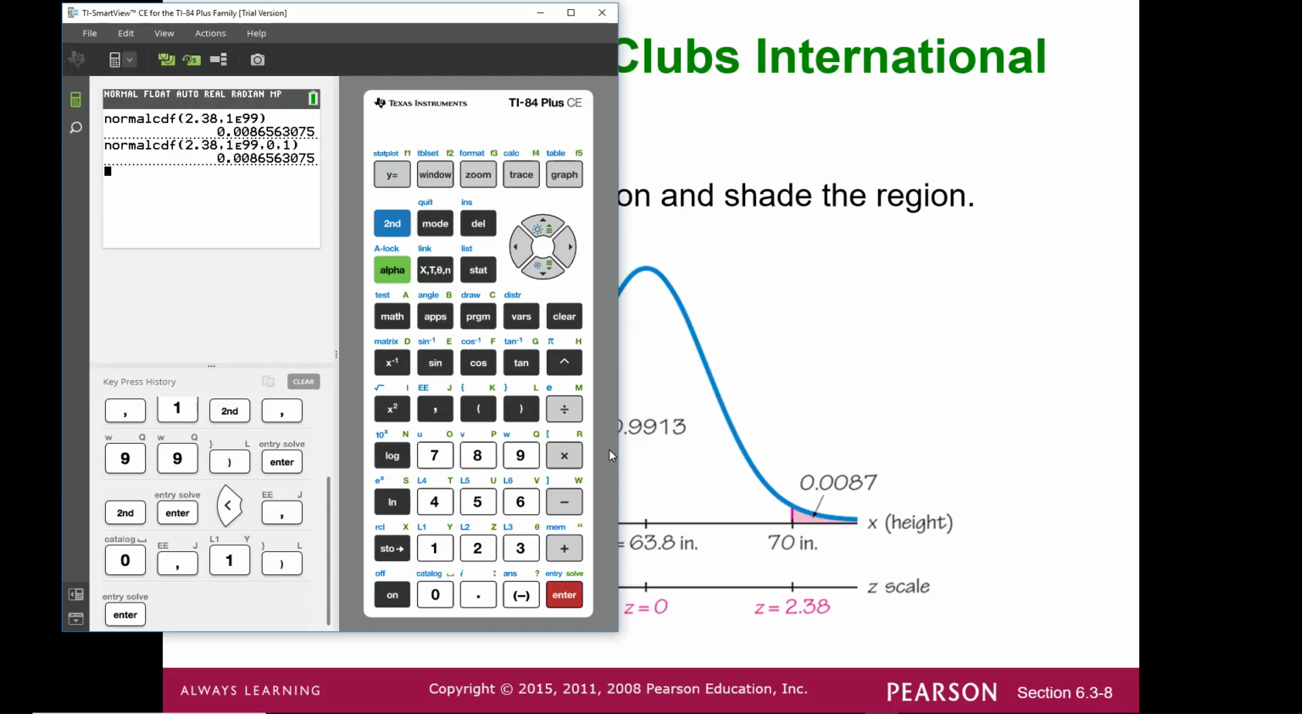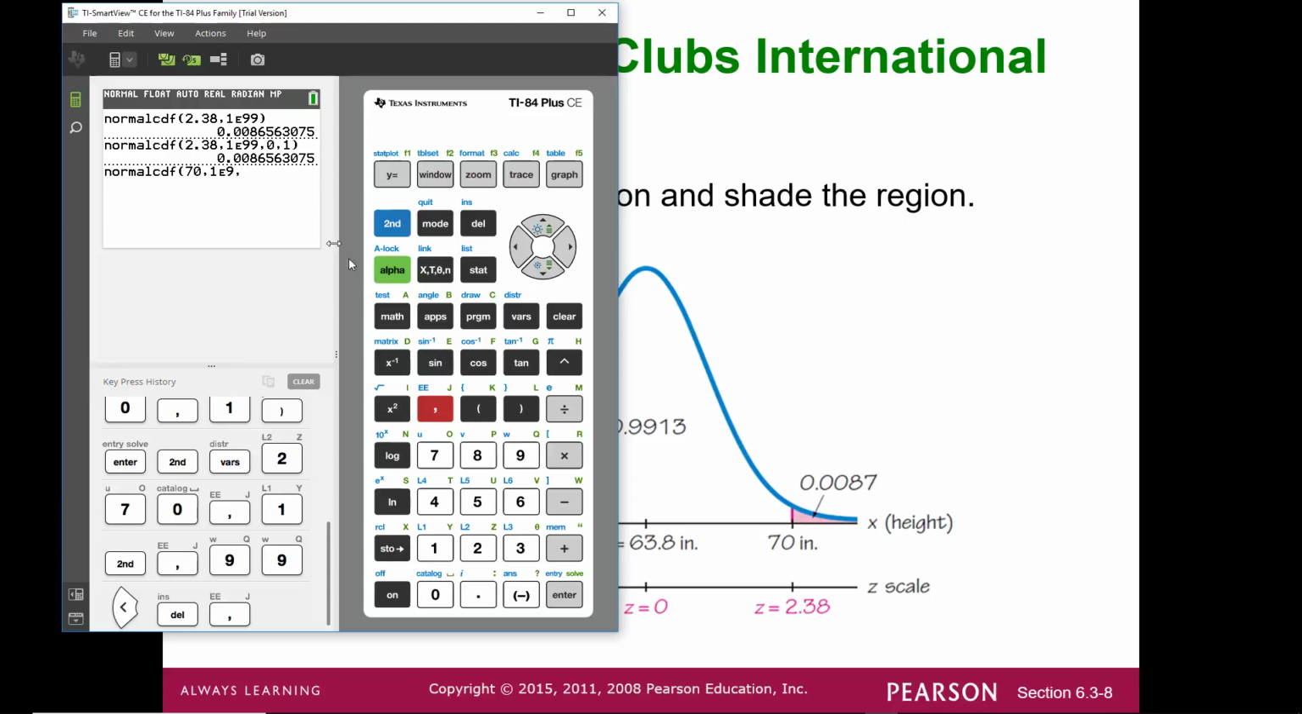We're going to put in the 70-inch score that we got. So let's just do second distribute, go down to number 2, and then we're going to put in our lower bound is 70. Our upper bound is a very large number. We can make it 1e to the 99. Actually, sometimes people just put in 1e9, which is a billion. And then now in this case, we actually have to put in the mean, which is 63.8. And we actually have to put in the standard deviation, which was 2.6. Close it off. So normal CDF can take in 4 parameters: your lower bound, your upper bound, your mean, and your standard deviation. And what you'll get back is the area.